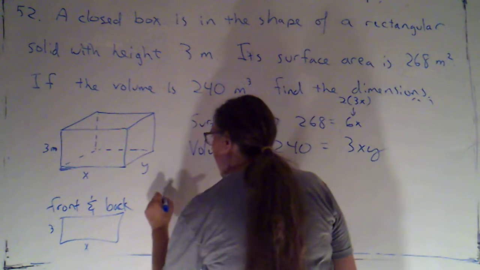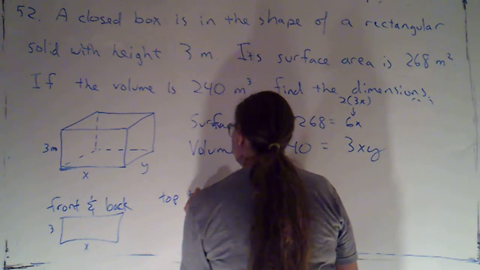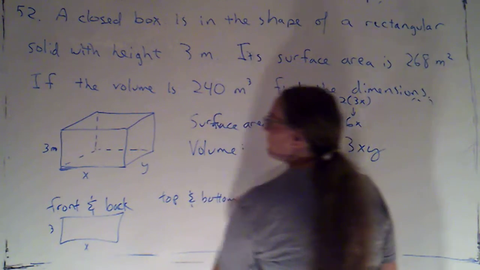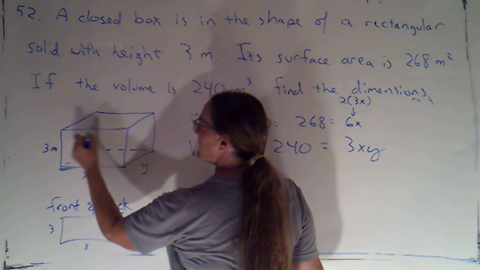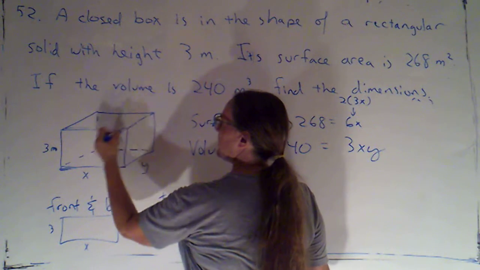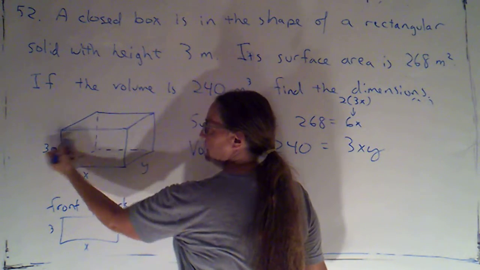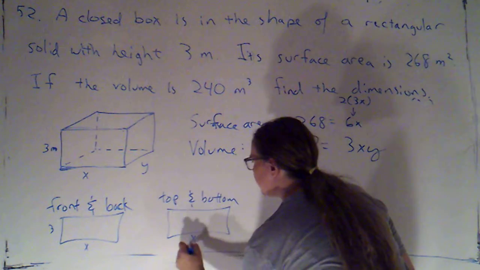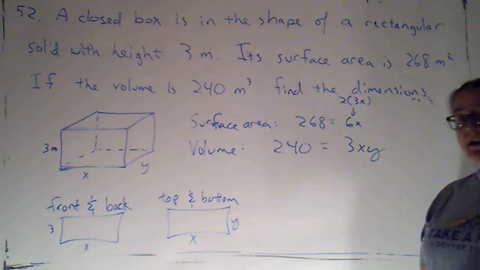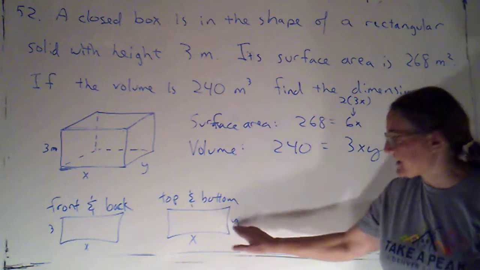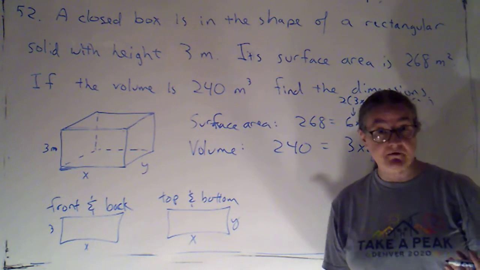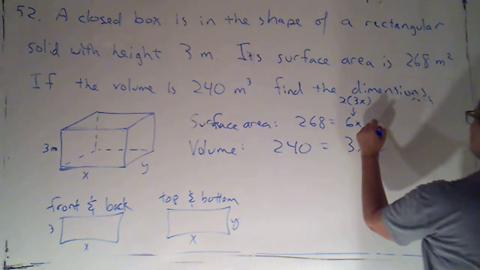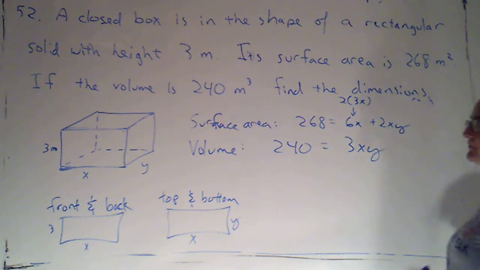Let's do the top and the bottom. The top is right here. That's this by this. This is x across and y back. So the top and bottom have dimensions x and y. So the area of one of those is just x times y. Again, I've got 2 of them, so it's going to be 2xy.